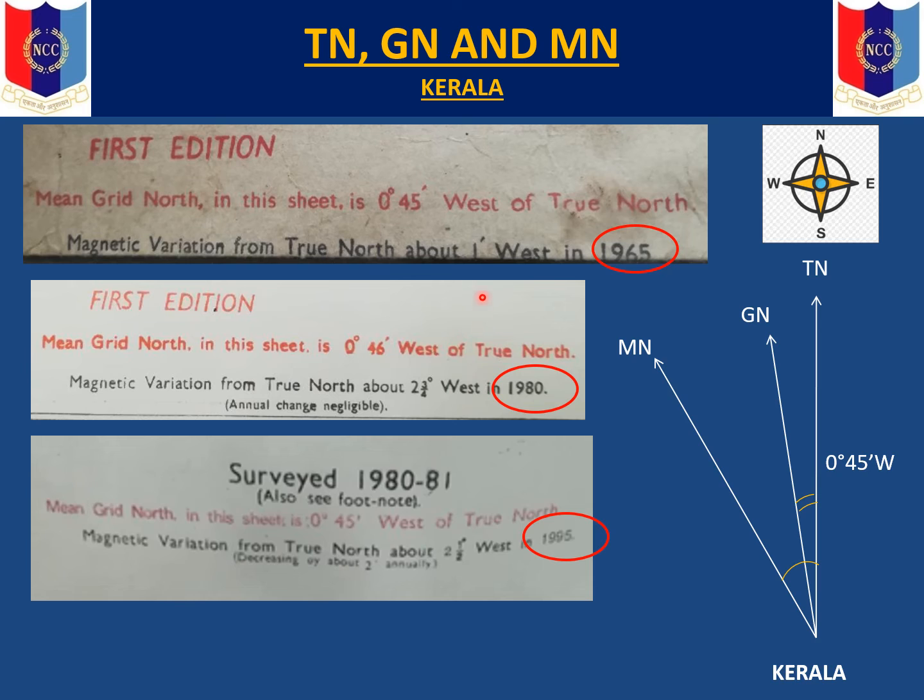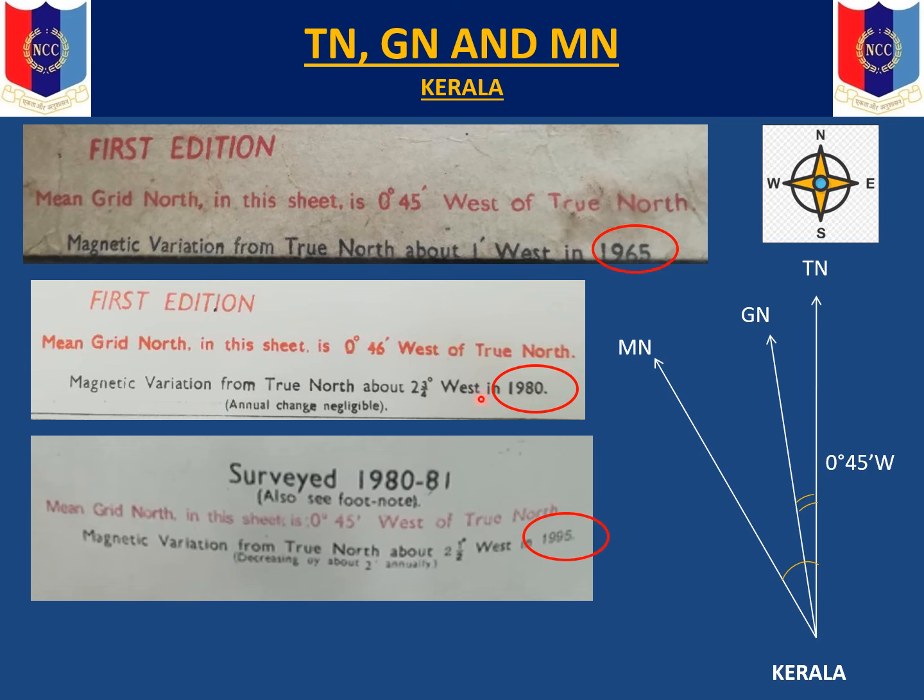Now it has increased from 1 minute to 2.75 degrees west. See the difference? And again, next 15 years, 1995, what is the change? It is fluctuating between 0 degrees 45 minutes, 46 minutes and 45 minutes.